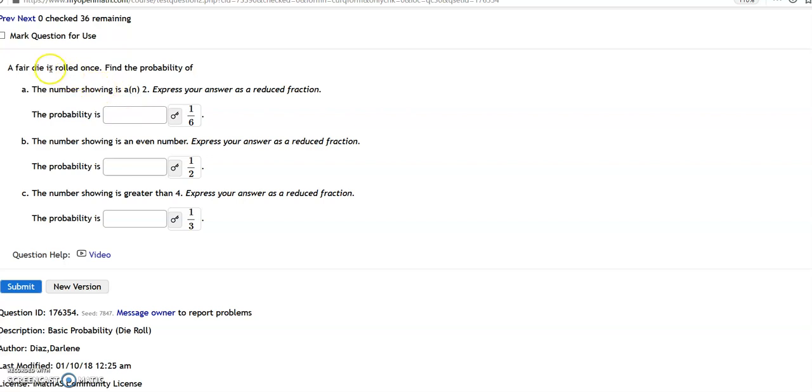Okay, so this one's pretty simple. There is a dice roll, and again, always assume 6 sides unless told otherwise. There's 1, 2 on the dice, so 1 out of 6. There are 3 evens on the dice, so 3 out of 6 are 50-50, 1/2. And greater than 4, there are 2 numbers greater than 4, 5 and 6, so there's 2 out of 6 or 1 out of 3 reduced.